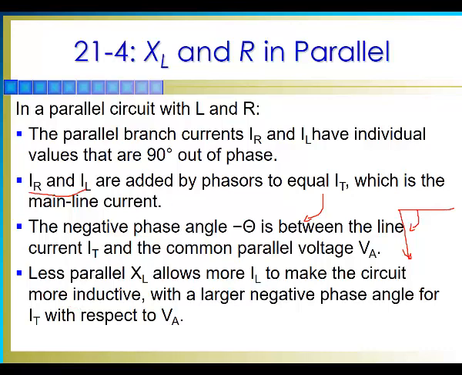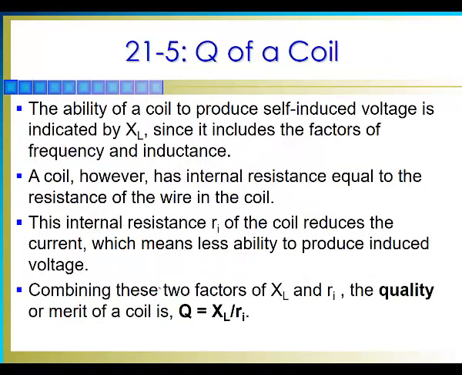So then remember that the less parallel inductive reactance allows more current, because the reactance is the opposition to current. The less reactance, the more current, to make the circuit more inductive, with a large negative phase angle for IT with respect to VA. Basically, the smaller the reactance, the more inductive the circuit becomes.